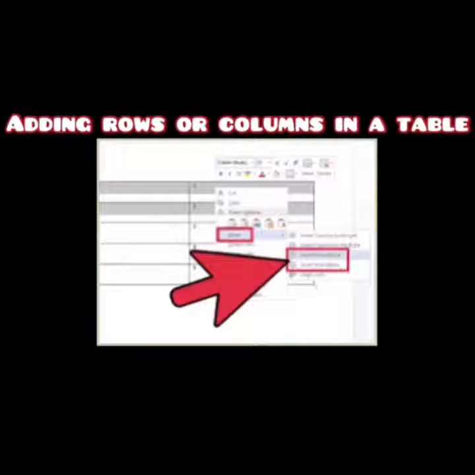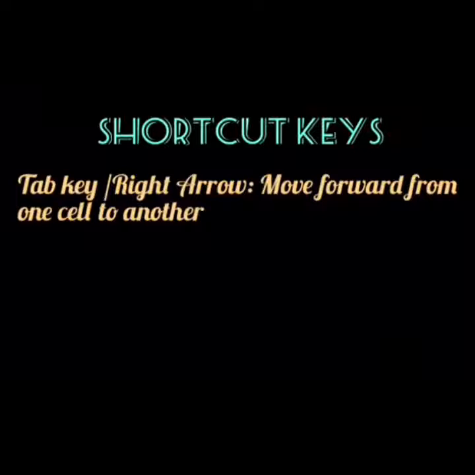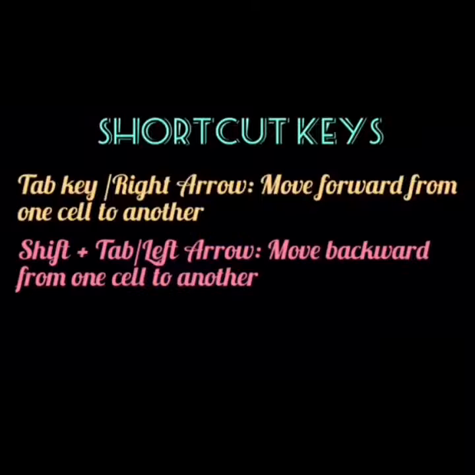Now we will see some shortcut keys. So what is the shortcut key? I want to move from one cell to another cell. Cell means that block. I want to move it forward. So the first shortcut key is we have to press the Tab key along with the right arrow key. So what will happen? The cursor will move from one cell to another cell forward.